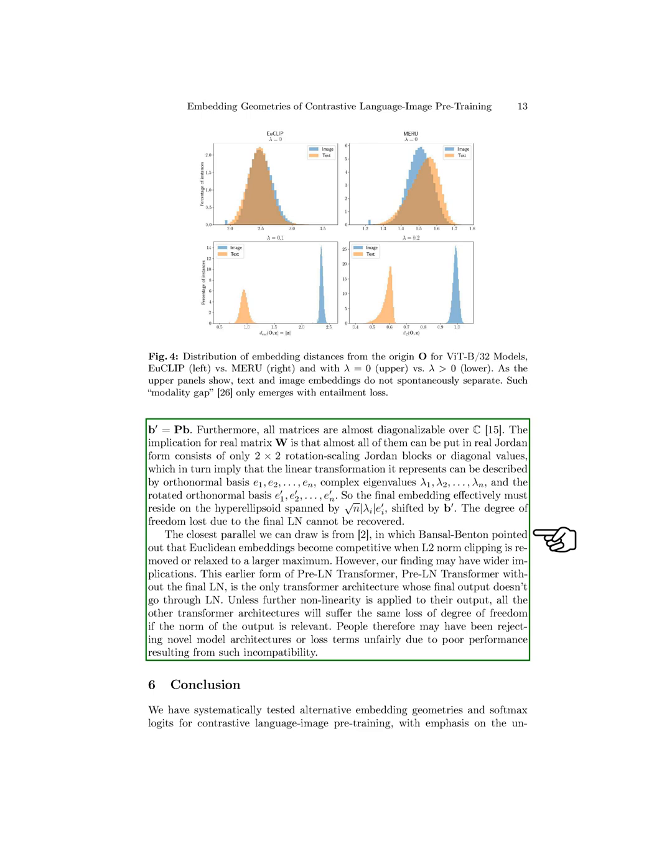We draw a parallel to previous work, where it was noted that Euclidean embeddings become competitive when L2 norm clipping is relaxed. Our findings suggest broader implications, as the pre-LN transformer architecture without final layer normalization is unique in that its output does not undergo layer normalization. Other transformer architectures may face similar performance issues if their output norms are relevant, potentially leading to unfair rejections of novel architectures or loss terms due to this incompatibility.